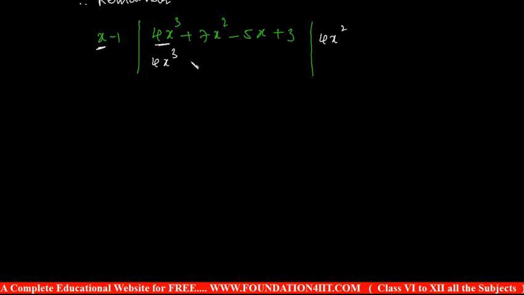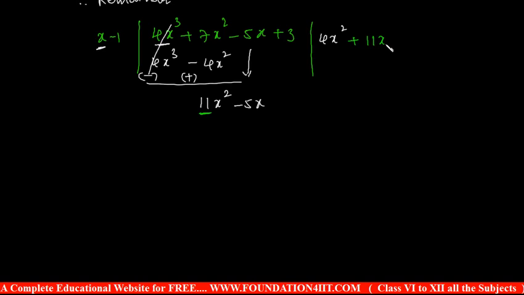So 4x cube minus 4x square, because 4x square into minus 1. We subtract this and change the sign, cancel. 7 plus 4, okay, it's 11x square. Next term take down, minus 5x. Again with x and this 11x square. So if you see this, x into dash is 11x square, that is plus 11x.